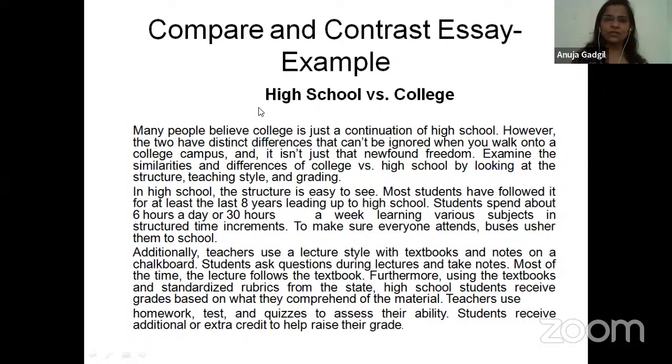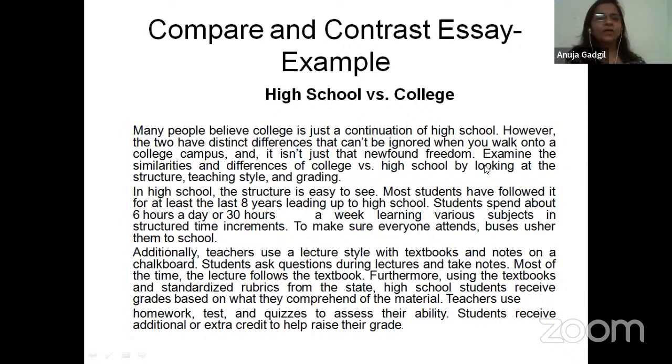High school versus college. Okay, thank you, students. Many people believe college is just a continuation of high school. However, the two have distinct differences that can't be ignored when you walk onto a college campus, and it isn't just that newfound freedom. Examine the similarities and differences of college versus high school by looking at the structure, teaching style, and grading. In high school, the structure is easy to see. Most students have followed it for at least the last 8 years leading up to high school.